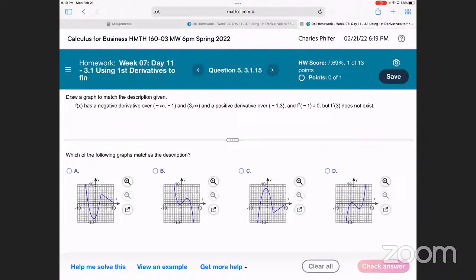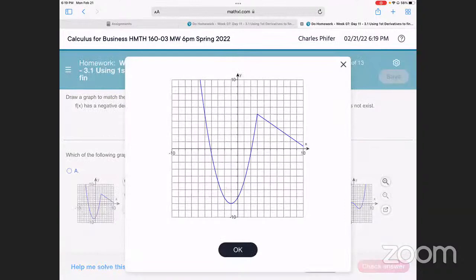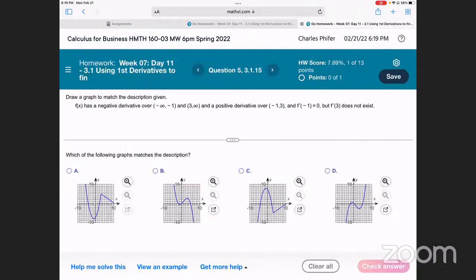Okay, so it says draw a graph that matches the description given. It says it has a negative derivative between -infinity to -1. So it's going down to the left of -1 and to the right of 3. I'm torn between A and B, right? Let's see this. It looks like -1, 1, 2, 3. This one is decreasing left of -1 and right of 3. Let's look at B. It has a positive derivative. Oh, but okay, here it is. But f prime of 3 does not exist.